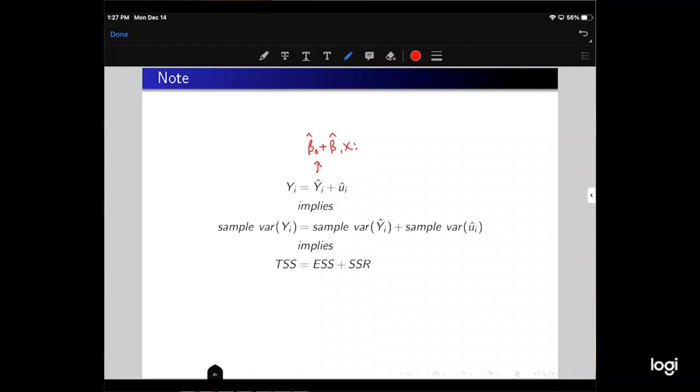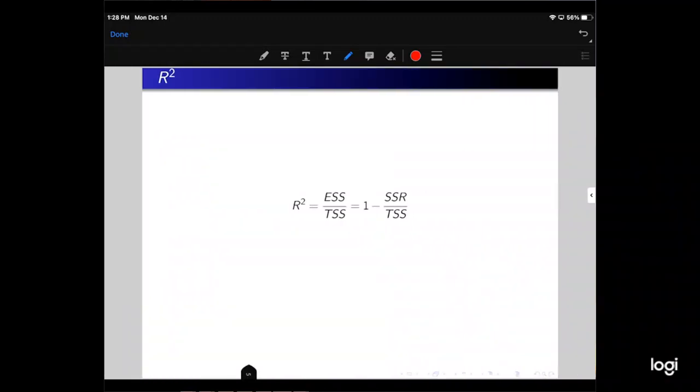This implies that the sample variation in y in the data points is equal to the sample variation in the predicted y's plus the sample variation in the residuals, which implies the total sum of squares from the previous slide is equal to the explained sum of squares plus the residual sum of squares. And we can use these values to construct something useful, the R-squared.